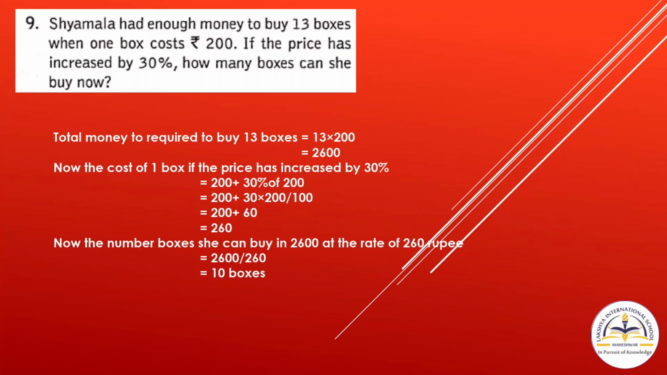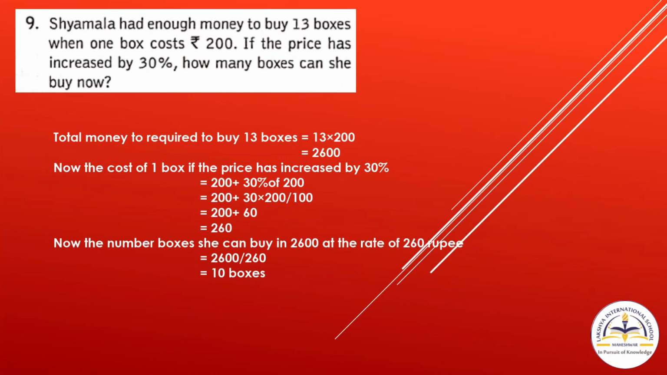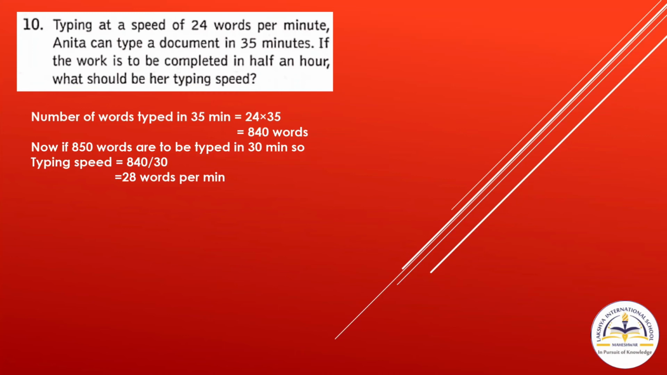Now we have to divide 2600 by 260, that is 10. 10 will be the answer. 10 boxes can she buy now.